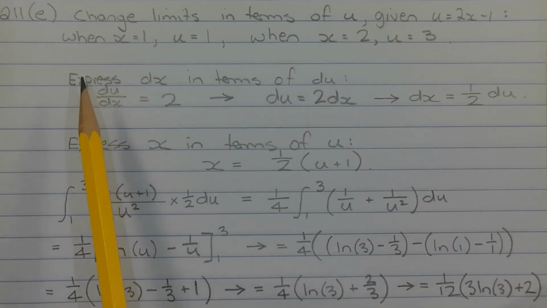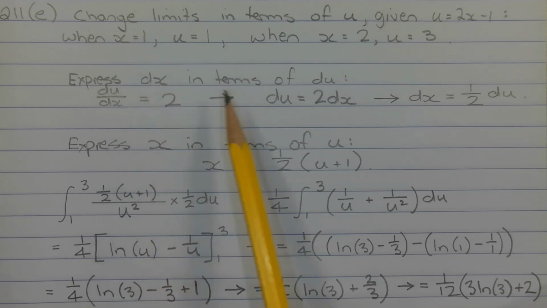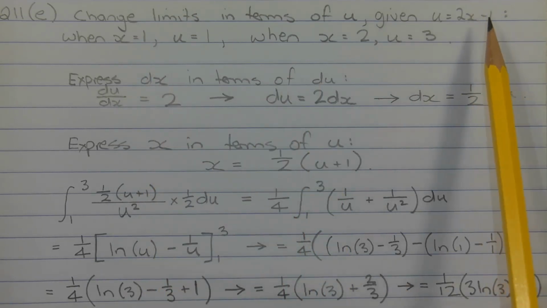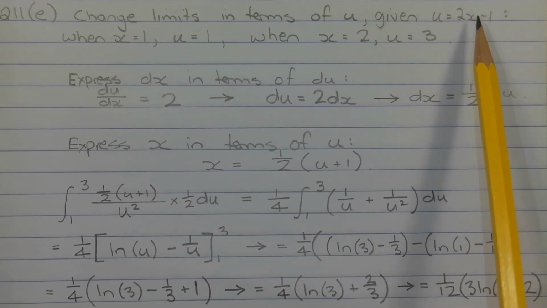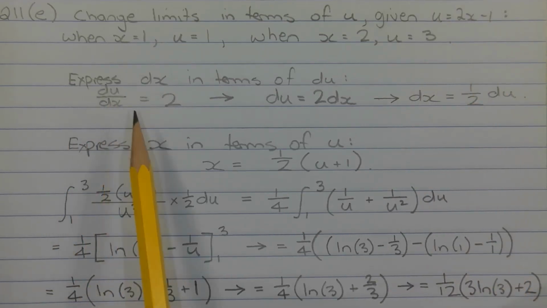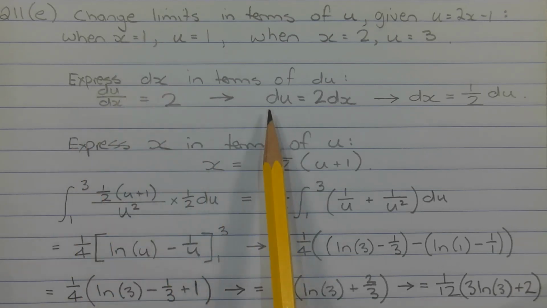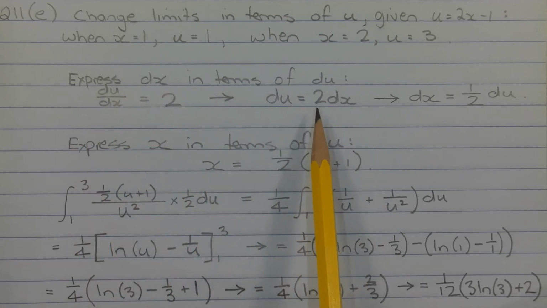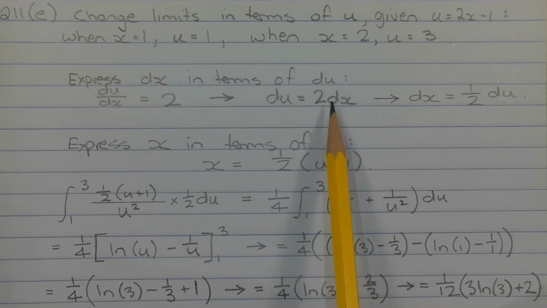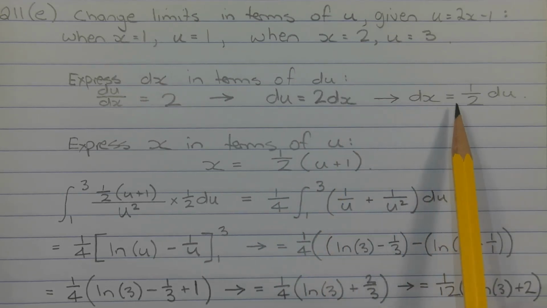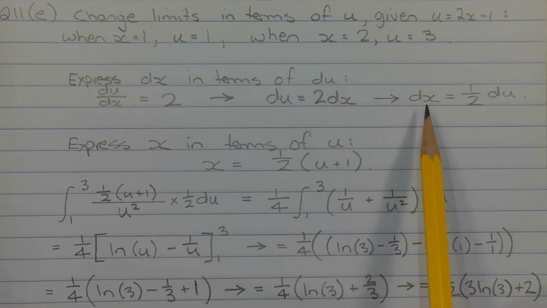The next step is to express the differential dx in terms of the differential du. So differentiating the substitution with respect to x, we get du/dx is equal to 2, and then rearranging this equation to make du the subject, we get du is equal to 2 times dx, or dx is equal to half du. And I've made dx the subject because eventually I'm going to have to replace the differential dx with its equivalent in du.